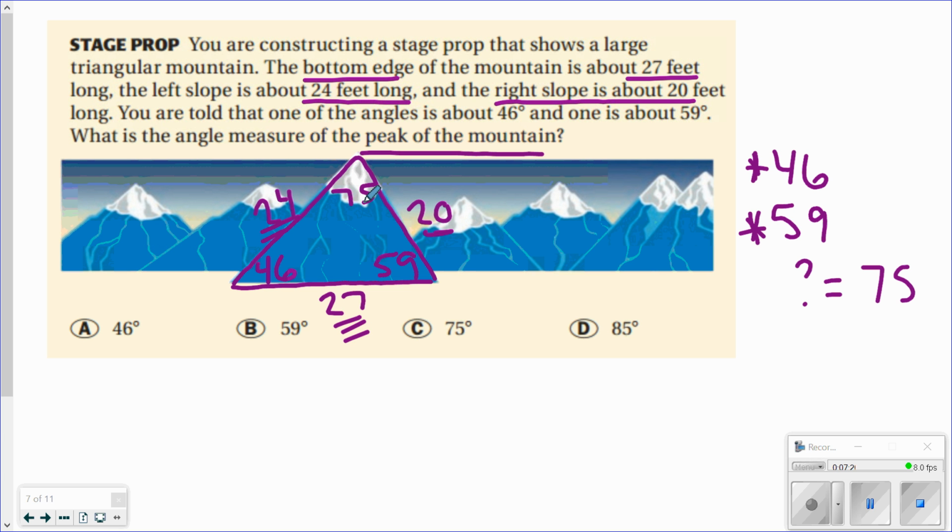So when it asks us what angle measure is at the peak of the mountain, well, there's our peak. The answer is 75.